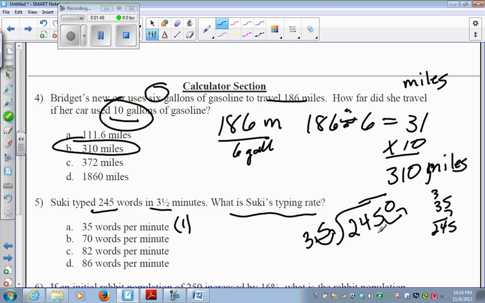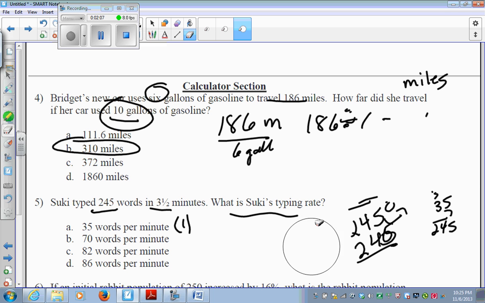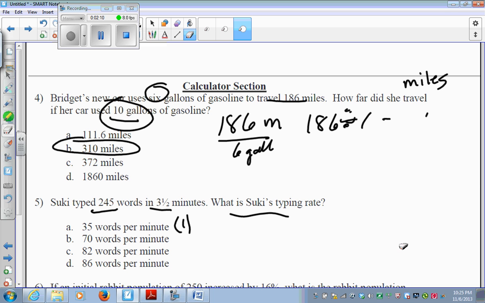Yeah, so 35 doesn't go into 24, so I had to figure out how many times it goes into 245. 35 times 7 is 245. That's messy. Then I'm just going to add on my 0. Oops. Sorry, let's try this again, shall we?